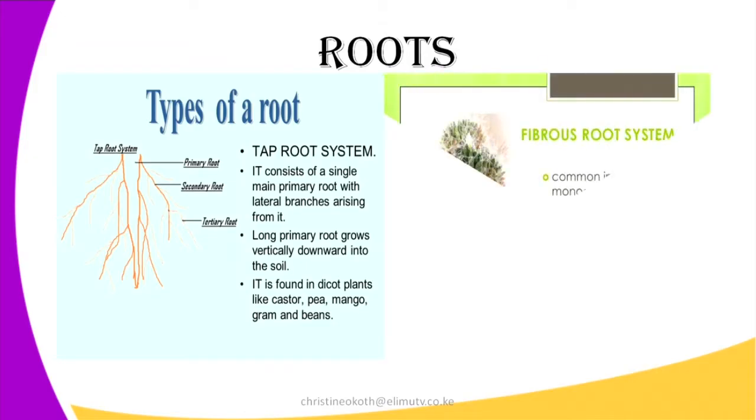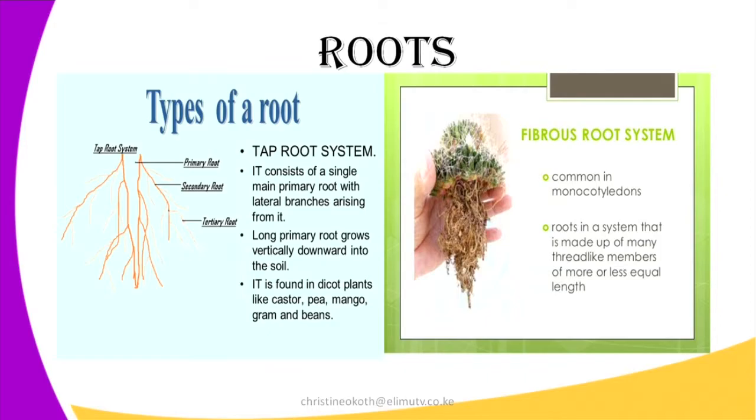So another example of a root commonly known is what we call the fibrous root system. These are common in the monocotyledons. This is a root system that is made up of many thread-like roots of more or less equal length. So there is no main root here. The roots will just emanate from all the underground parts of the plant. That's the difference between the taproot and the fibrous root. This one is common in grass.